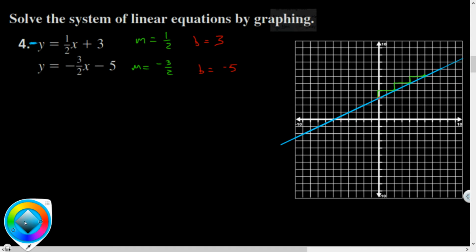Let's graph the other one. Let me start with the red. B is at -5. So starting at the origin, down 5: 1, 2, 3, 4, 5 for the b. And watch me move by my slope. Down 3 over 2. Down 3 over 2. Okay, there we go. This will be a purple line.